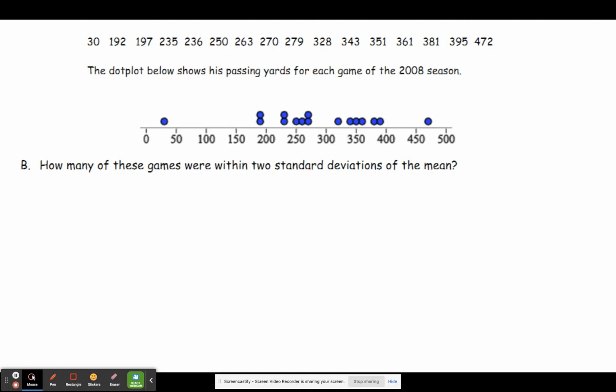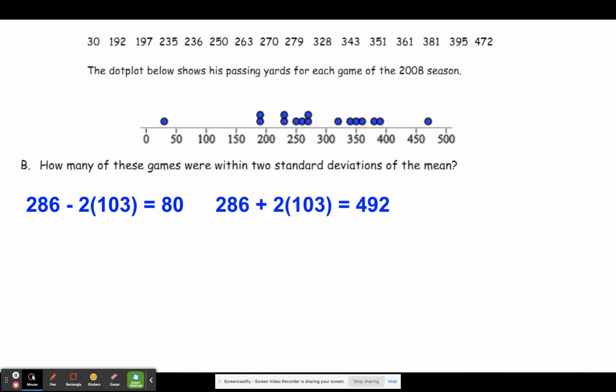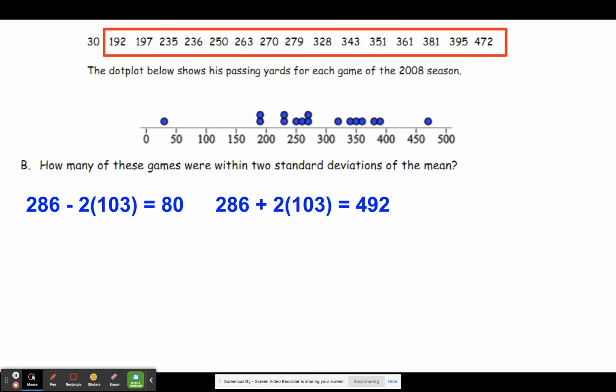Now let's do the same thing for within 2 standard deviations. Within 2 means 2 below the mean up to 2 above. So 2 standard deviations below the mean would bring us down to 80 yards. 2 standard deviations above the mean would bring us up to 492. And if we look at all of his games, that is all of his games except for 1 were within that range between 80 and 492. So that's 15 out of the 16 games.